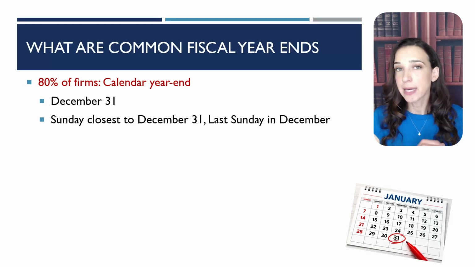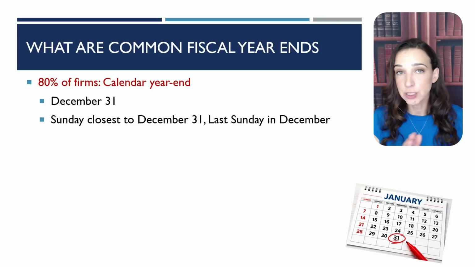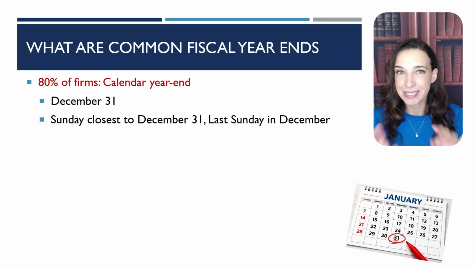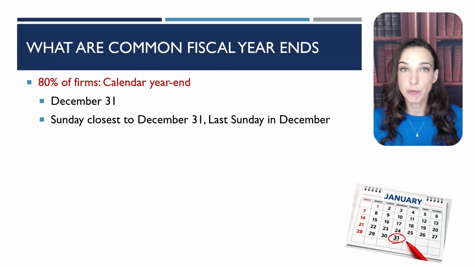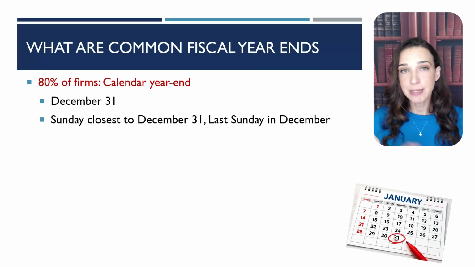So companies can pick any point during the year as their fiscal year end. They just need to be consistent. And again, this is for financial reporting. One of the things that I do not talk about in these videos is taxes, financial reporting only. A lot of firms do pick December 31st because that's kind of natural for them. It could be not exactly December 31st. It could be the Sunday closest to December, the last Sunday in December, something like that. This does represent a big population of firms in the United States, but not everyone.